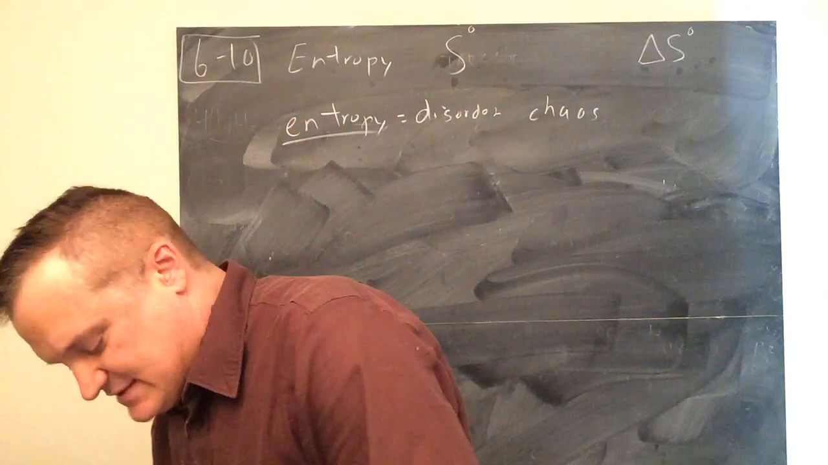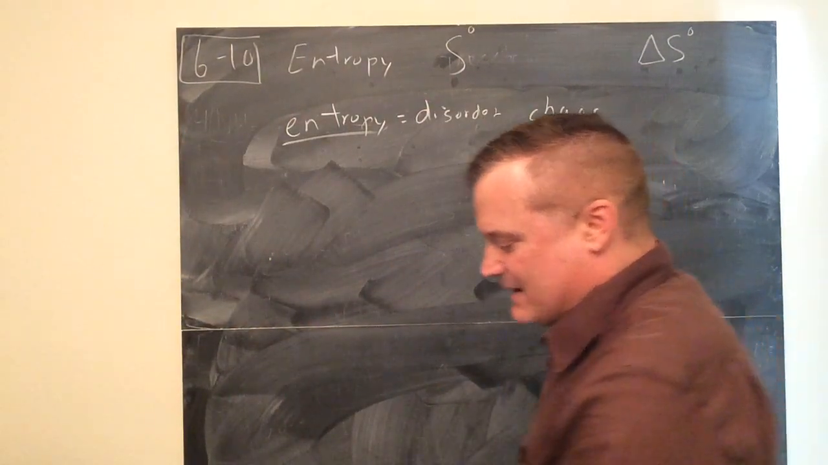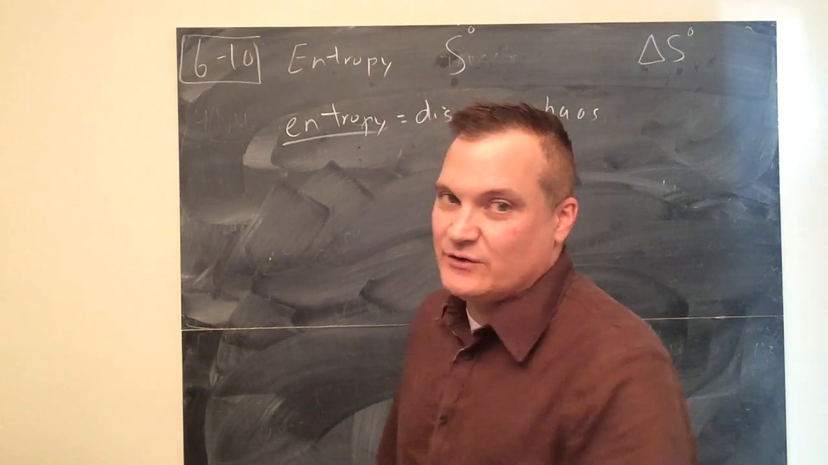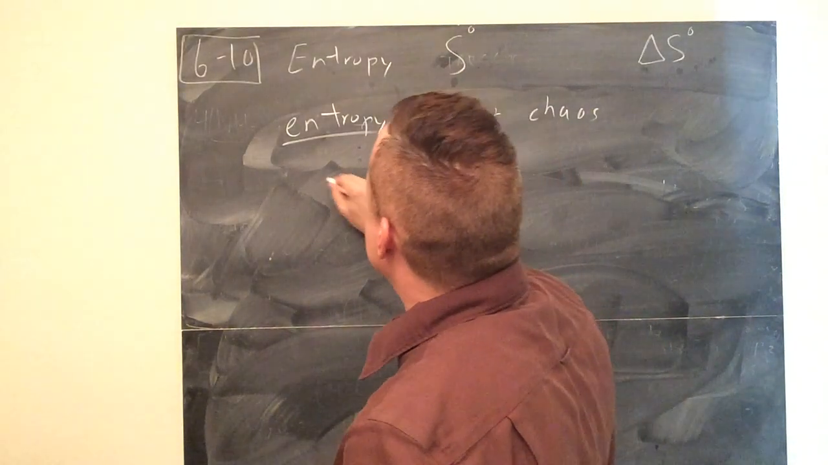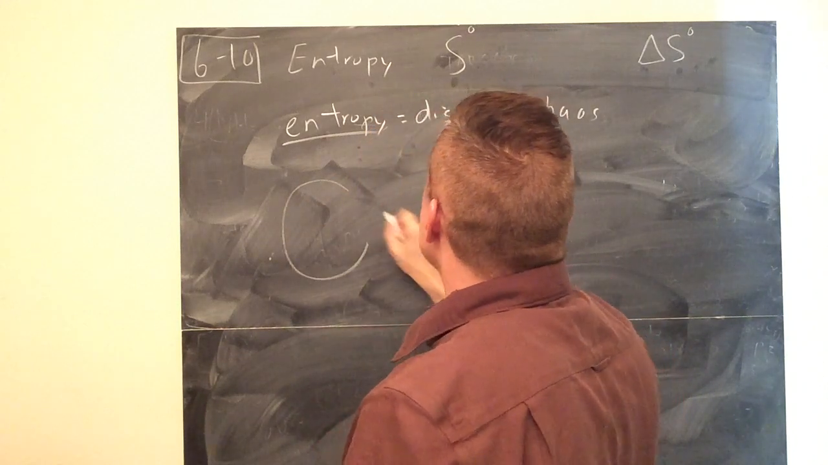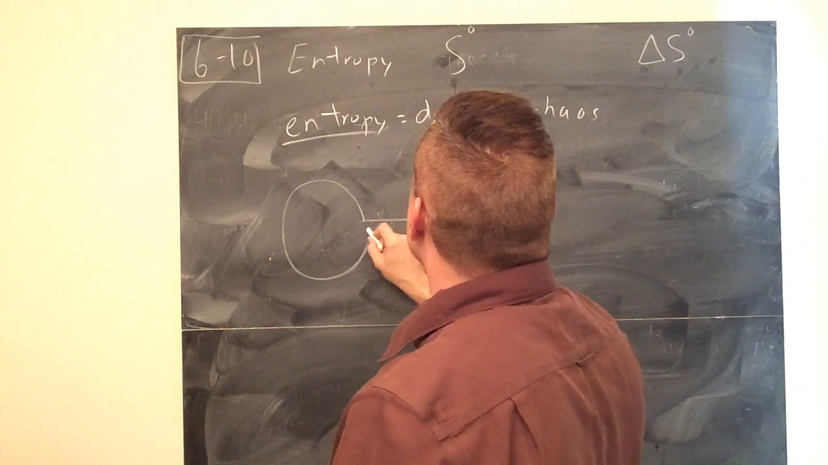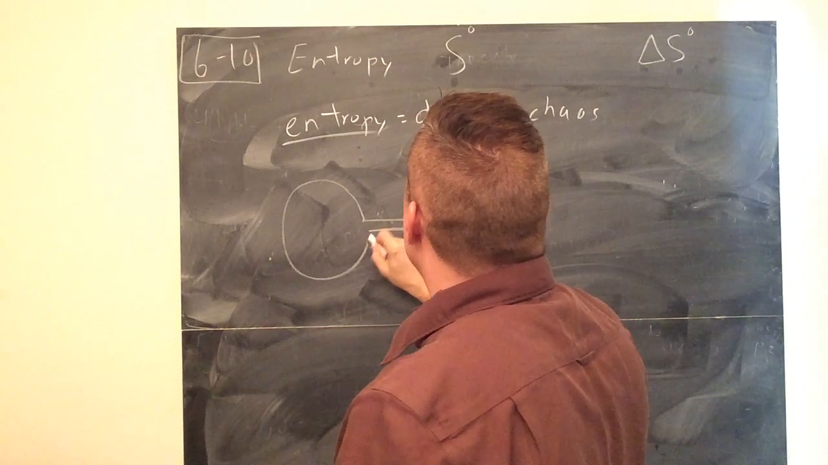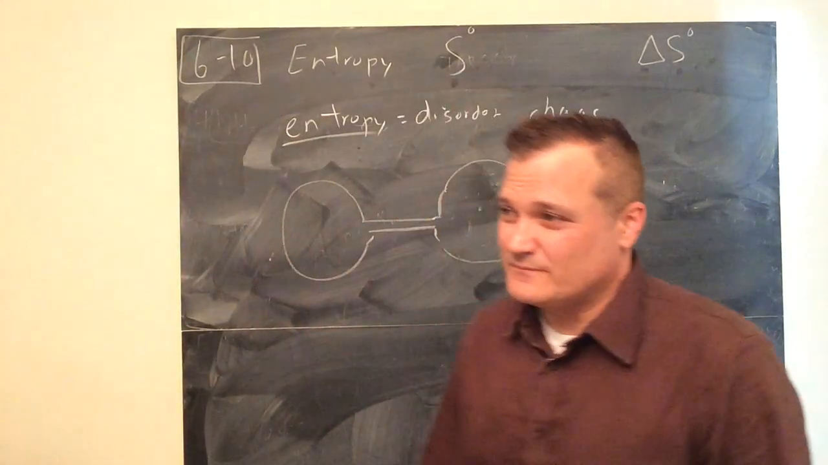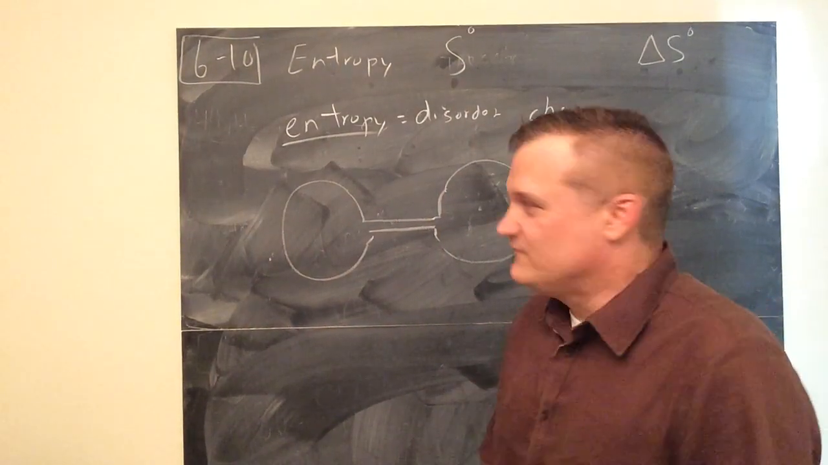You don't have to memorize these, but you'll see what I mean by them. It says the number of arrangements in a particular space that yield a specific state. So I did a little diagram here. Let's just say you had two flasks and they were connected by a tube. Now, let's just say that I have four molecules of helium.